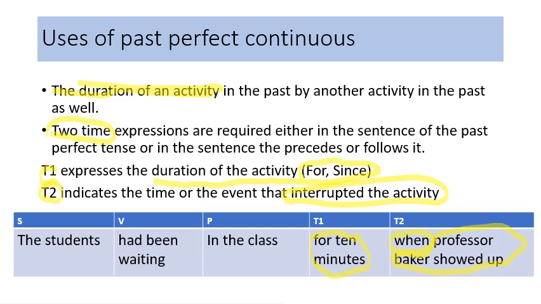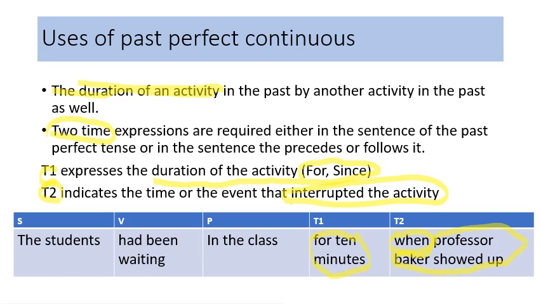Let's have a look at the following sentence. The students had been writing in the class for 10 minutes. This is the first time expression, and this is the one which we use with the past perfect continuous, and it is followed by the second time expression. Here we have when, and this second time expression is followed by the past perfect or the simple past of the verb.